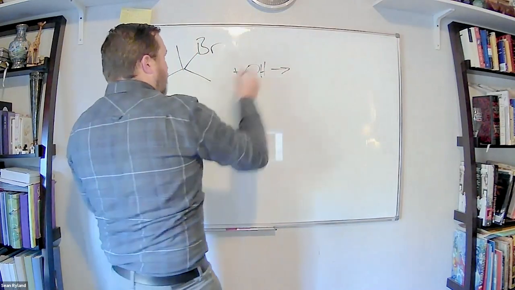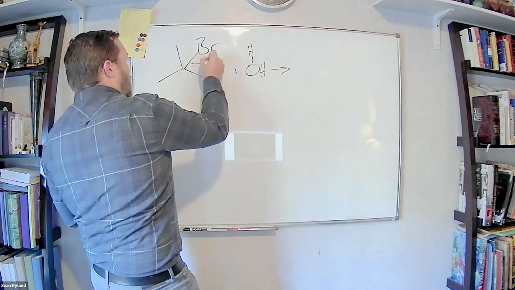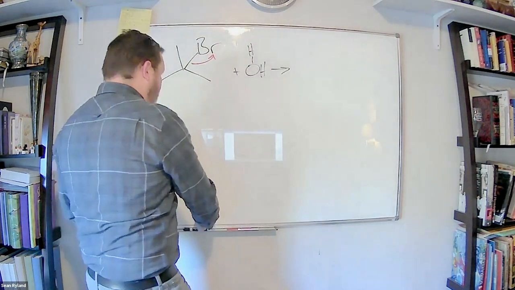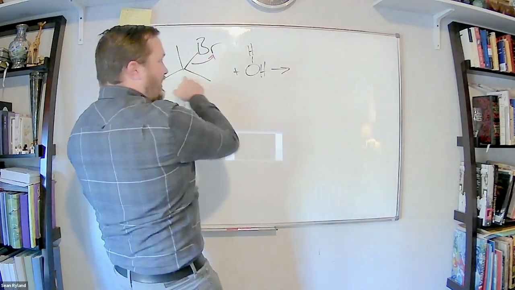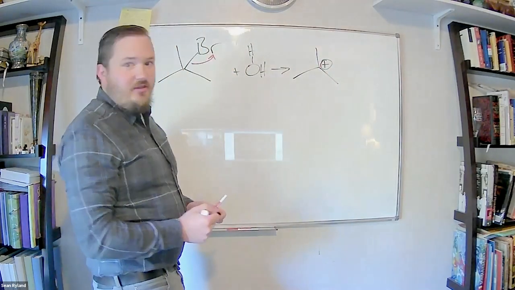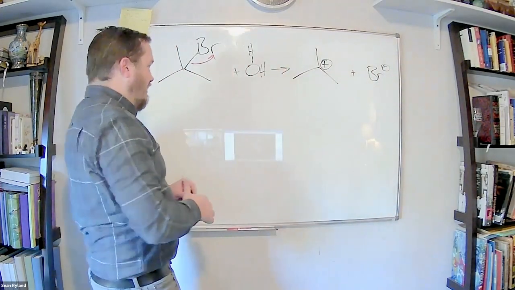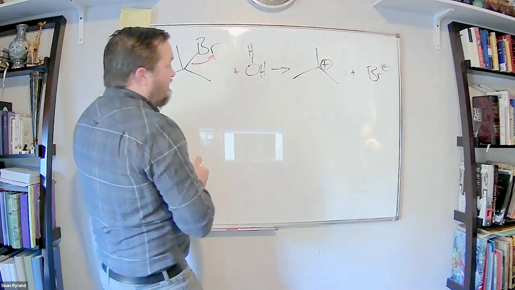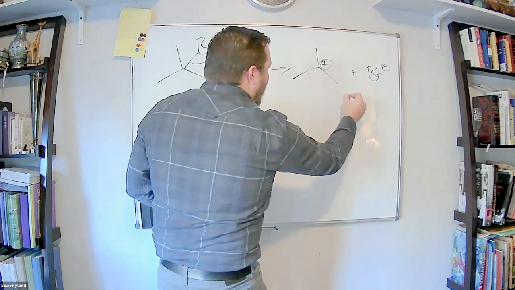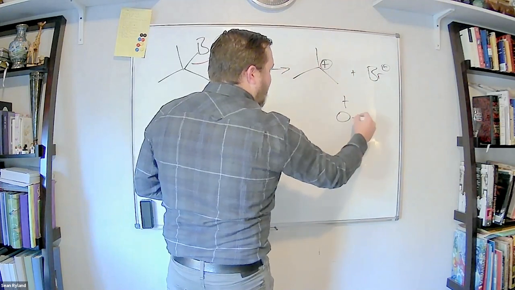So the first step is just going to look like that. That's the only arrow that you would draw for the mechanism for the first step. And then what that leaves behind is a tertiary carbocation. And then you have your bromide now floating around. And this is where the water comes in. So the water, this is why it's not a second order reaction, is because the slow step here is the first step, and then the water comes in.